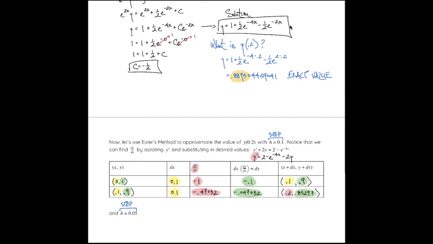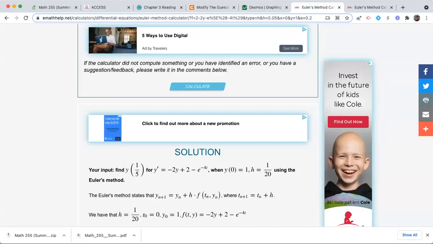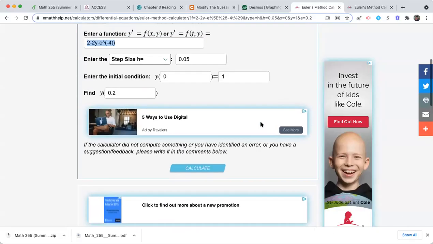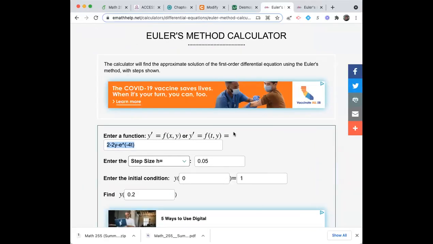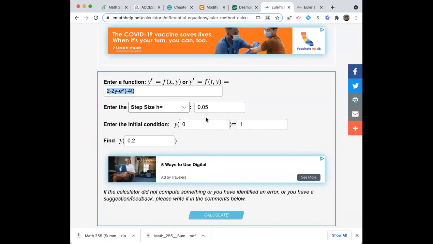Okay, so I'm going to switch my screen share. That's a challenge. I've not done that before. Okay, we're going to stop sharing. We're going to reshare. And hopefully you can see this as the Euler's method calculator. Okay. And so when you go and try this, you're going to go to the link that I put in Canvas, and we're just going to follow the directions.